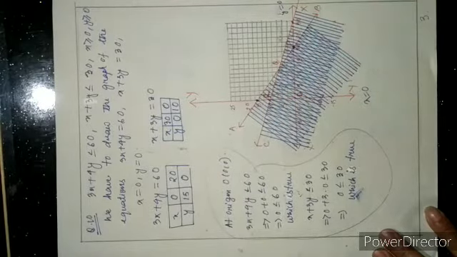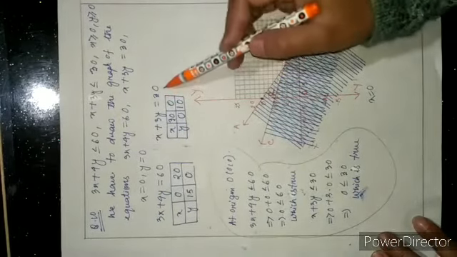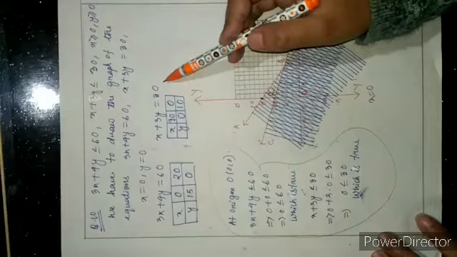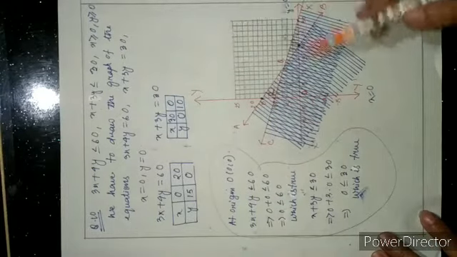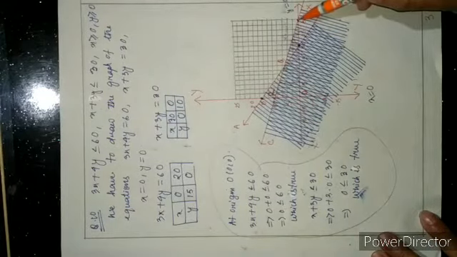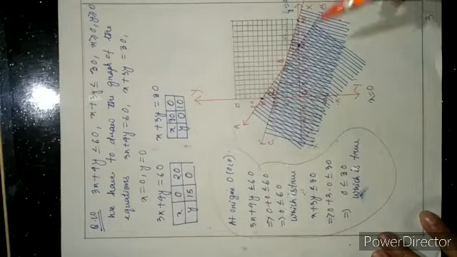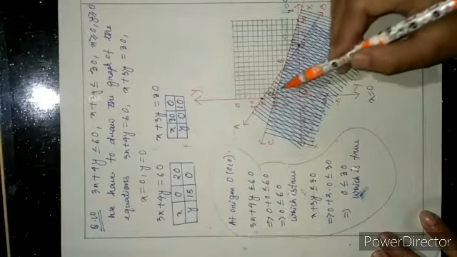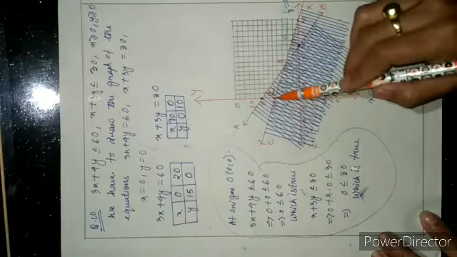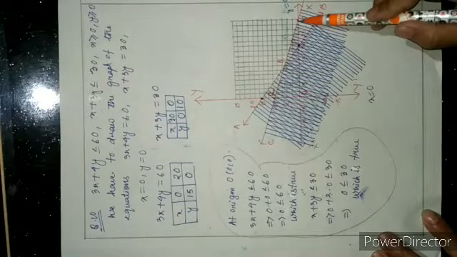Now draw the graph of x plus 3y is equal to 30. Plot the graph. When x is equal to 30, y is 0. When x is 0, the value of y is 10. Mark these points.